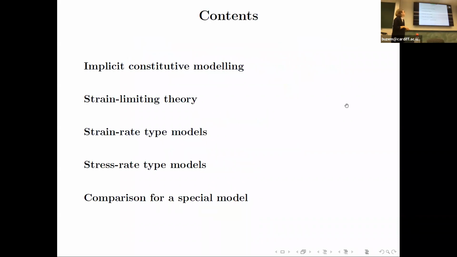Okay, so I will start by telling a few things about implicit constitutive modeling, by starting with examples from explicit modeling and implicit modeling. And I will try to give you the idea of what the advantages of strain limiting theory are over classical Cauchy elasticity, etc. And then I will define strain limiting theory as a result of that type of modeling. As I said, I will briefly go into strain rate type viscoelastic models and stress rate type viscoelastic models and get an overview. And finally, I will say a few words about the comparison of strain rate type models and stress rate type models and try to see the differences and similarities, etc.